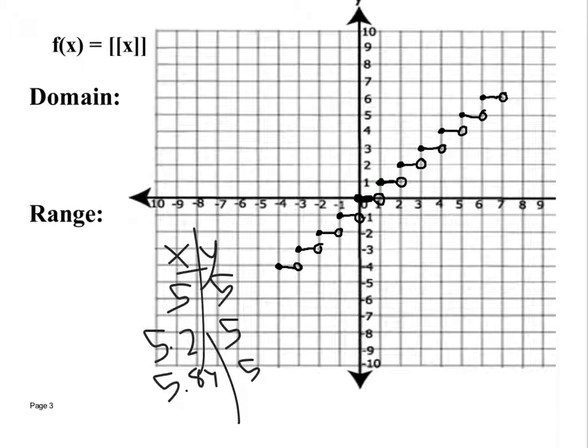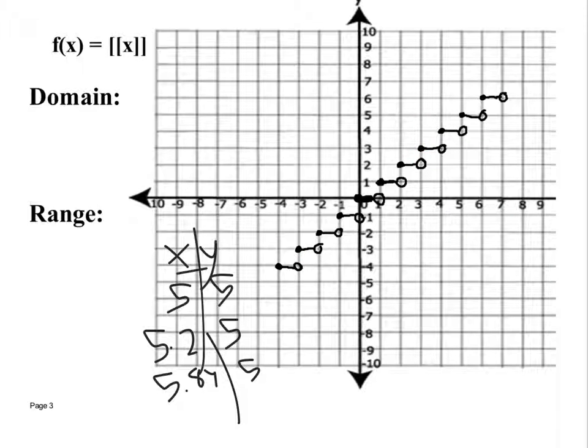So at 1, it's 1. But at 2, it's 2. At 2.99, it's 2. But when I get to 3, it becomes 3. See how that looks?